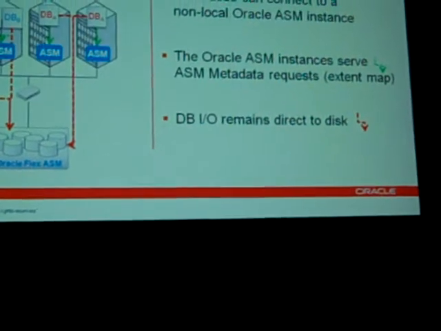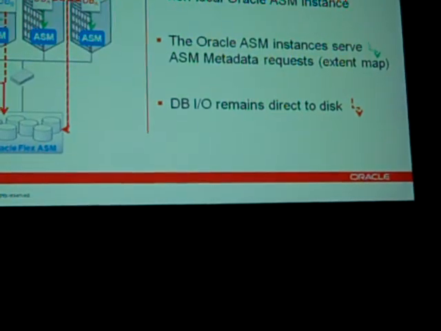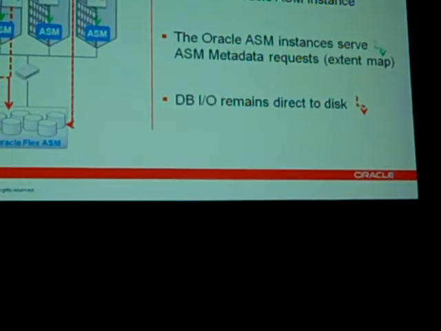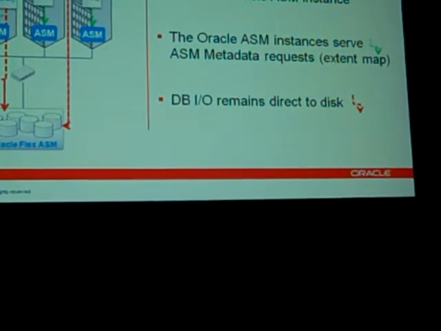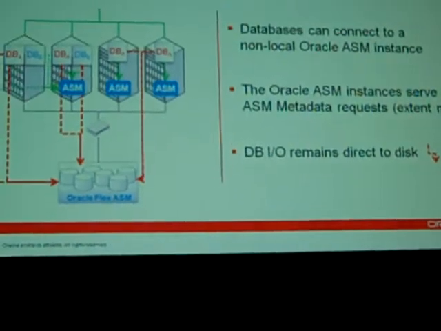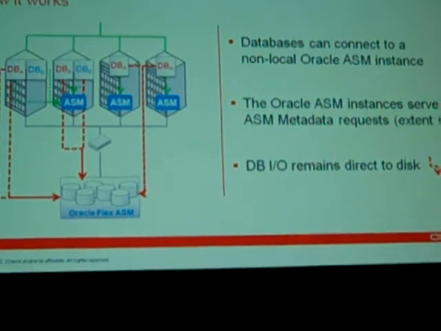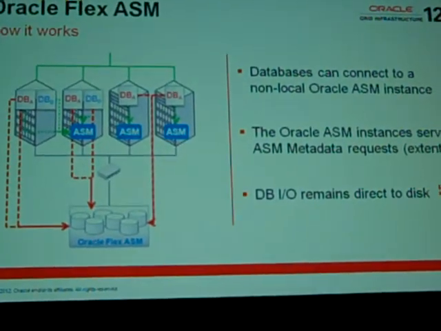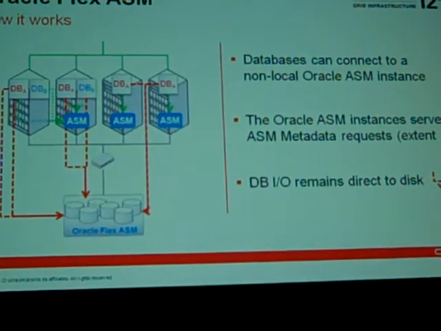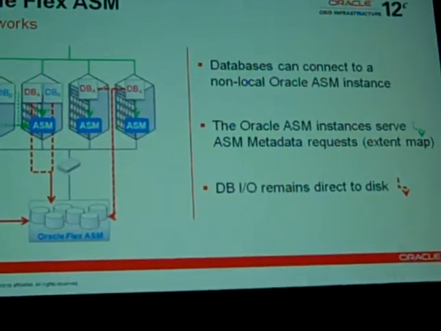That's how it used to be. And again, one of the design features we had with 12c was utilizing what we had and improving upon it. So if you follow the bullets, the database can now connect to a non-local Oracle ASM instance, while the Oracle ASM instances serve the ASM extent maps, but the database I/O remains direct to disk.